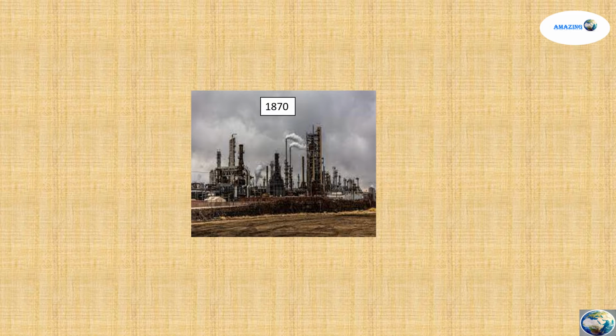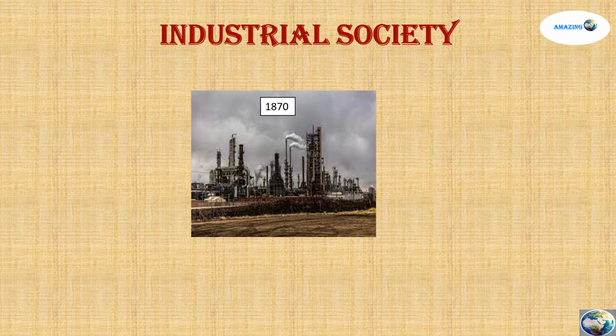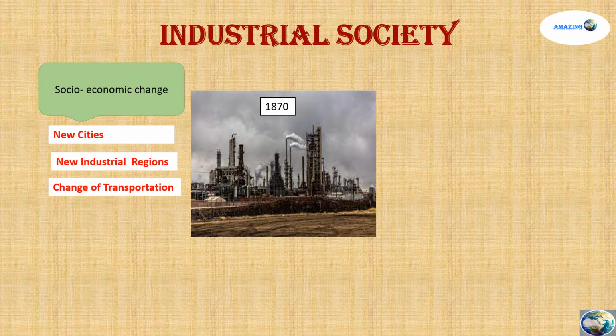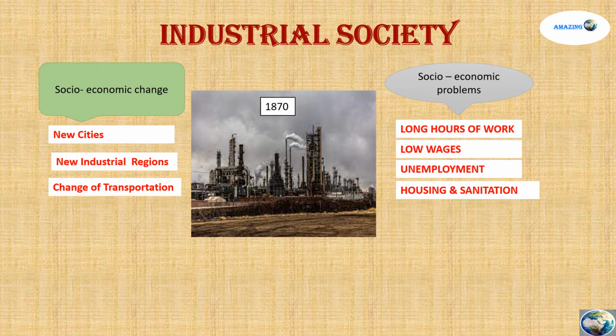The result was, by the mid 19th century, an industrial society developed in Europe which evolved and brought about social and economic changes in society. New cities developed, new industrial regions, and change of transportation. This was the positive side of industrialization in Europe and the world. But with the positive, there is always a negative or problems that are faced by the society. The economic problems that were faced by society were mainly long hours of work, low wages, unemployment, housing and sanitation.